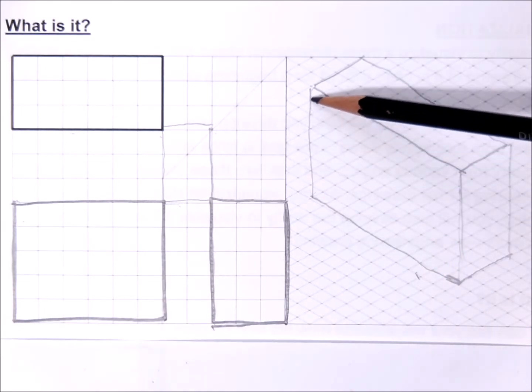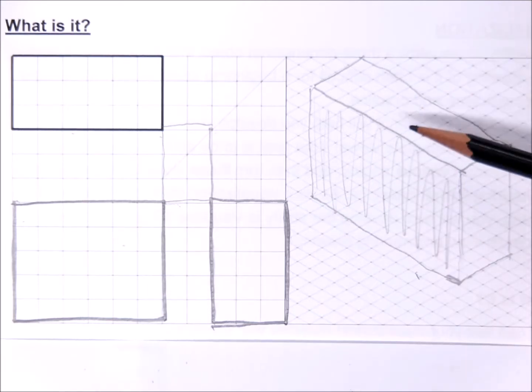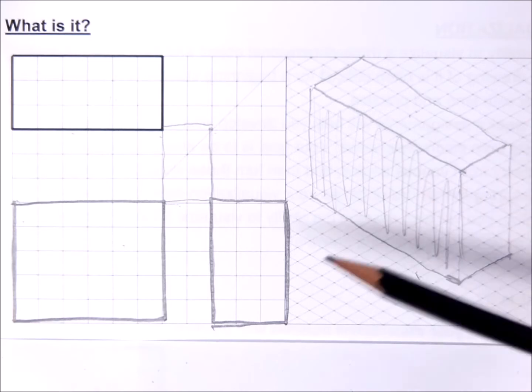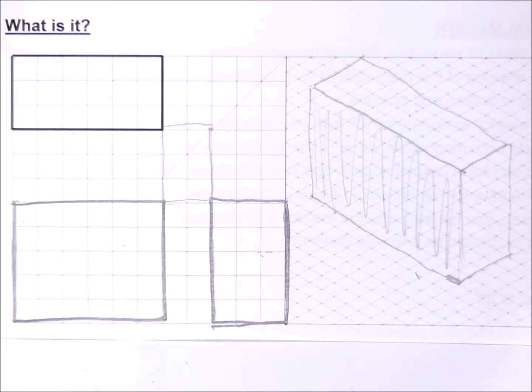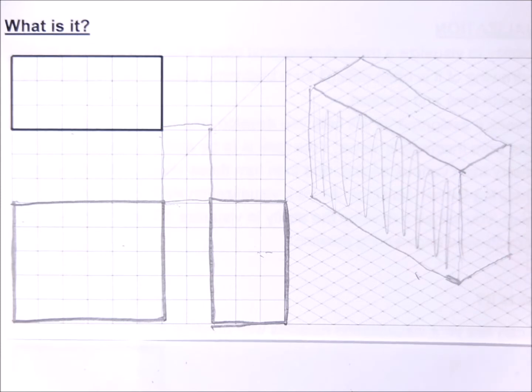My front view is a rectangle. My top view is a rectangle. My right side view is a rectangle, and I see my rectangle. No extra edges, no extra lines, no necessary hidden lines. It just is what it is, and there you have it.